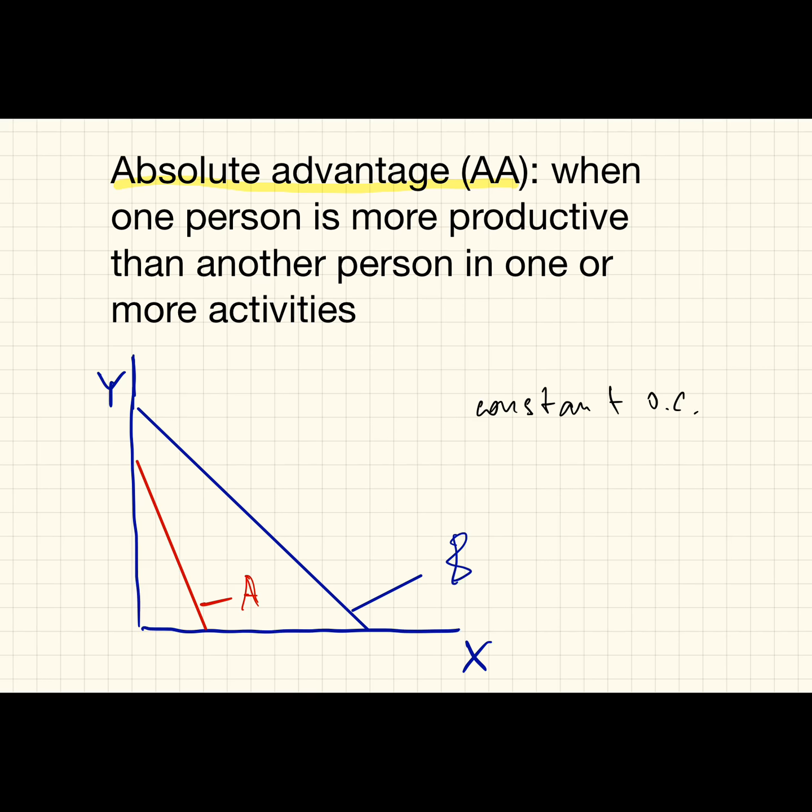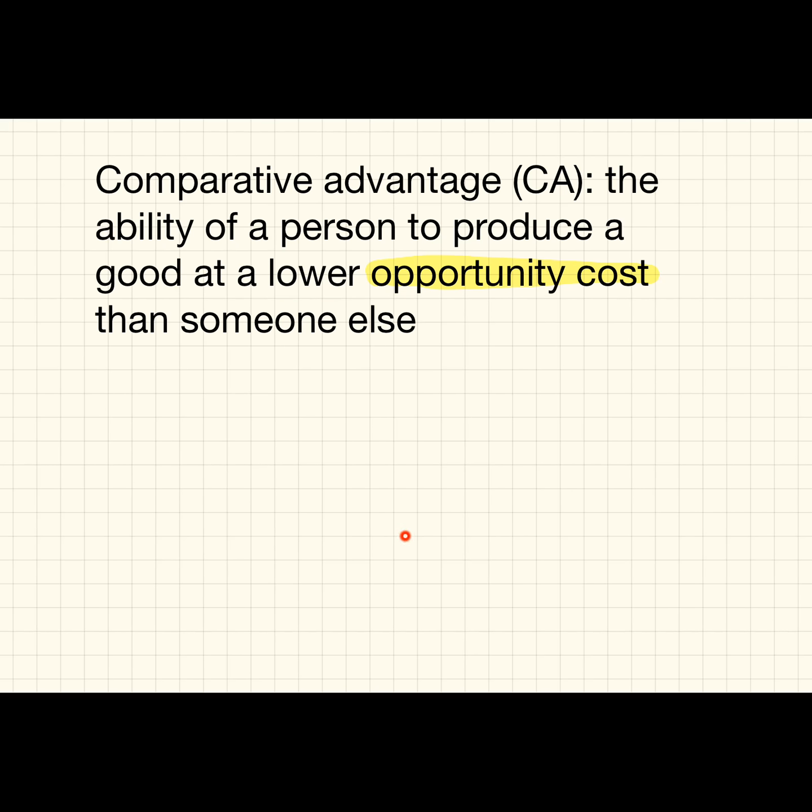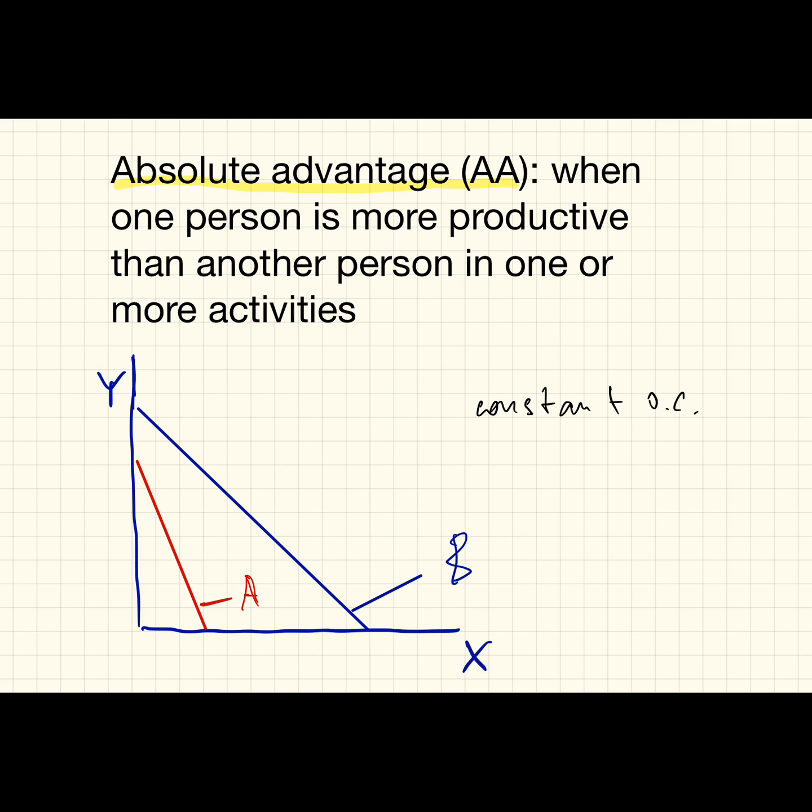One is absolute advantage. Another one is comparative advantage. So absolute advantage goes to the more productive person. And you can tell who has absolute advantage in producing one of the goods, for example, Y, by looking at the cutoff point on the vertical axis. Whoever can go further up has absolute advantage in making good Y. So clearly it's person B.